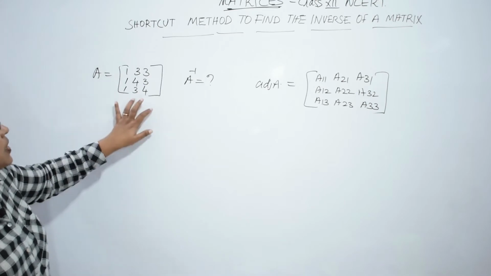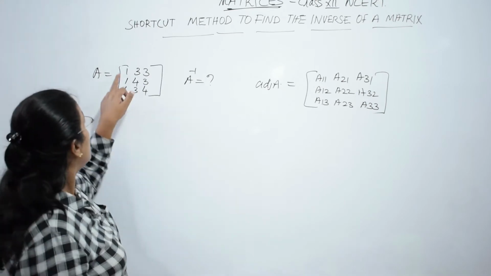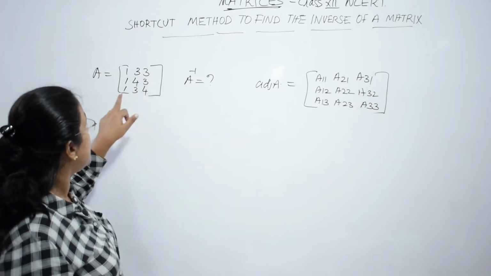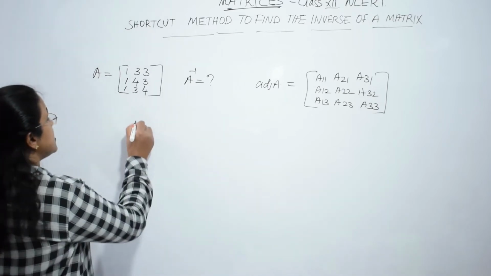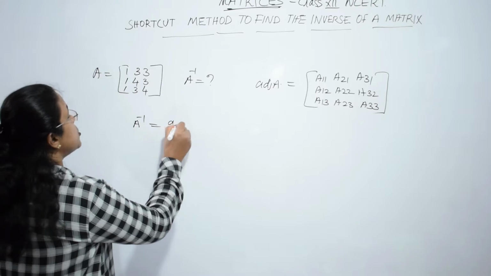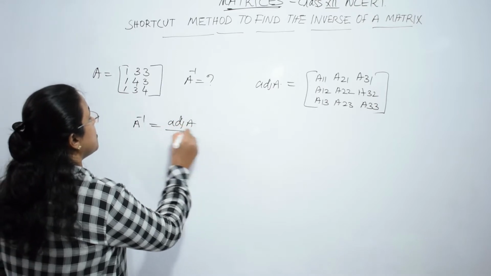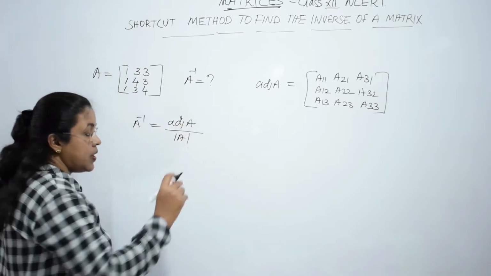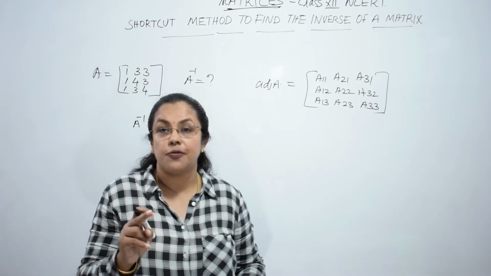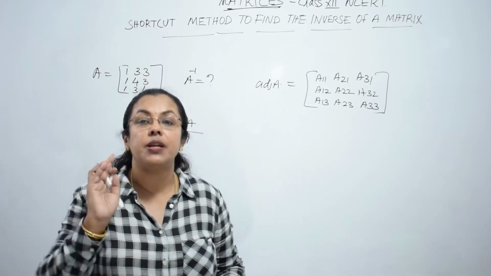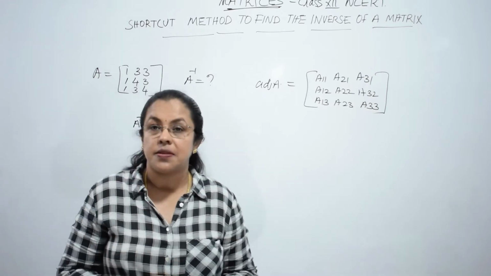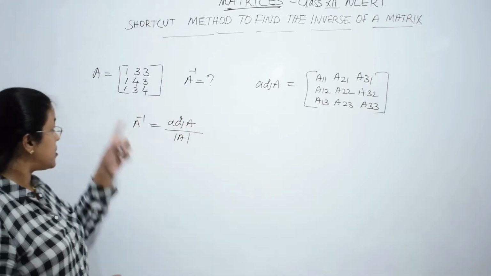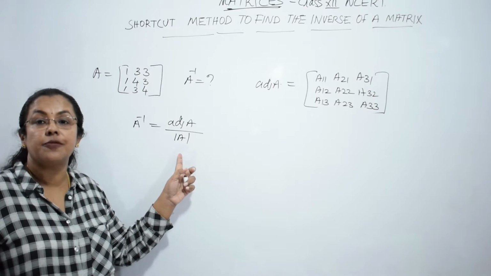Find the inverse of matrix A: 1 3 3, 1 4 3, 1 3 4. All of us know A inverse is nothing but adjoint of A by determinant A. First calculate determinant of A, because if determinant of A is equal to 0, inverse does not exist. So our first step is to calculate the determinant of A.